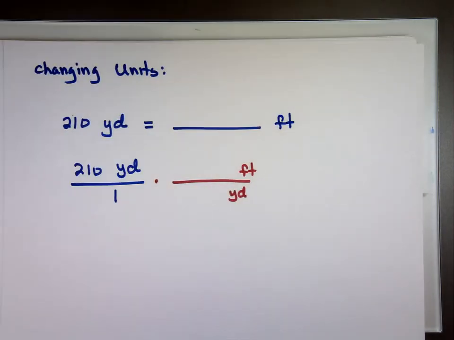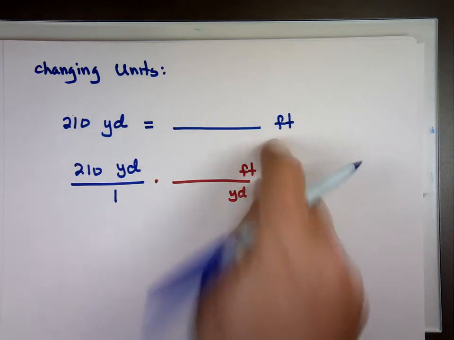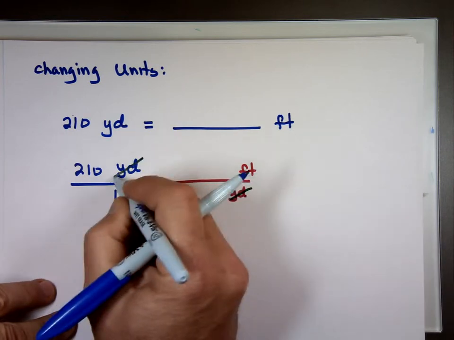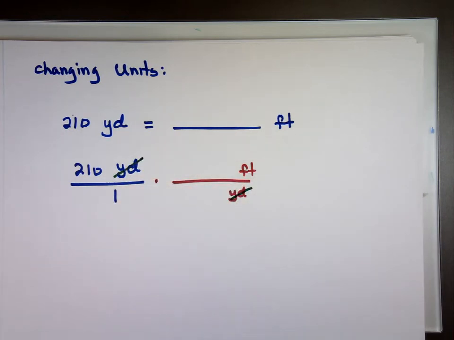Why do we want yard on the bottom? Anyone knows why I put yard on the bottom, not on the top? Because I want to change my unit to what? To feet? That means I need to cancel the yards. The only way they'll cancel is if one is on the top, one on the bottom. That's the only way you can cancel something, if you have the same thing on the top and the bottom.